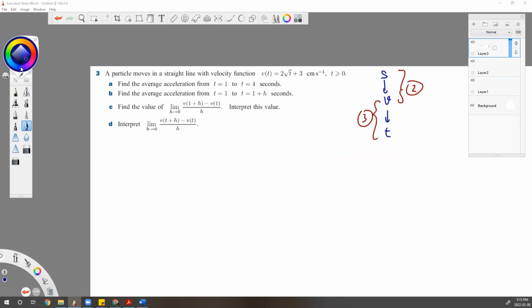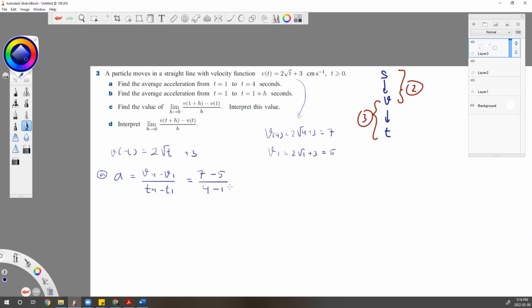Let's do. Okay, V(t) equals 2 square root t plus 3. Find the average acceleration. So acceleration equals V(4) minus V(1) over t4 minus t1, right? V(4), just calculate: 2 square root 4 plus 3, V(1) is 2 square root 1 plus 3. Square root 4 is 2, 2 times 2 is 4, 4 plus 3 is 7. 2 square root 1 is 2, 2 plus 3 is 5. Just put it inside: 7 subtract 5 over 4 subtract 1, right?